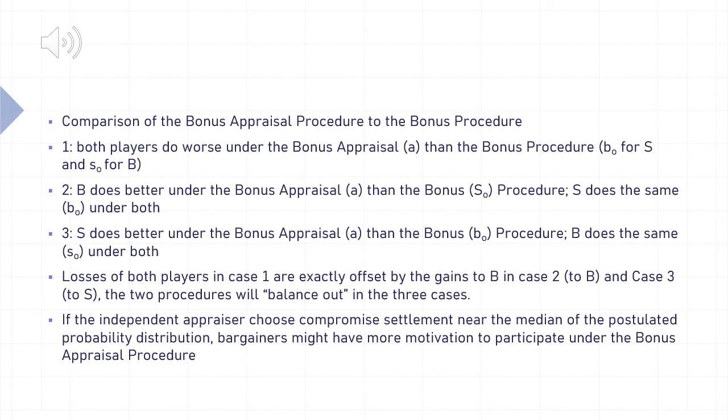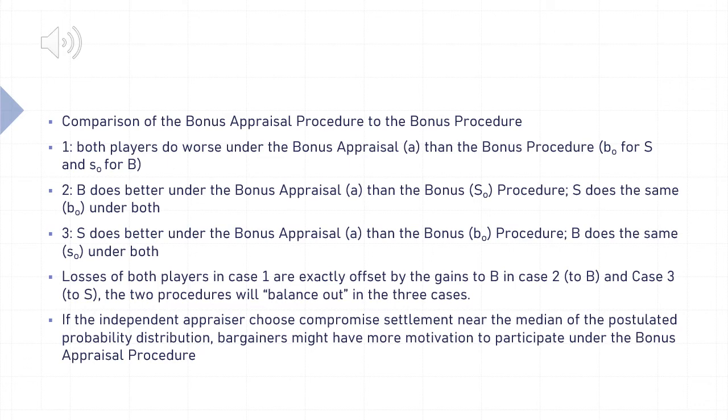Comparison of the bonus appraisal procedure to the bonus procedure. Number 1. Both players do worse under the bonus appraisal A than the bonus procedure, B for S, and S for B. Number 2. B does better under the bonus appraisal A than the bonus S procedure. S is the same as B on both. And number 3. S does better on the bonus appraisal A than the bonus B procedure. B does the same on both.